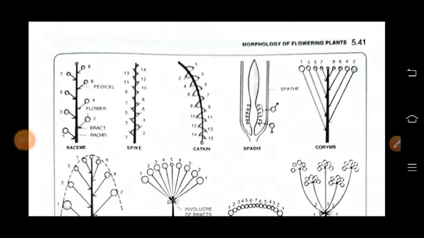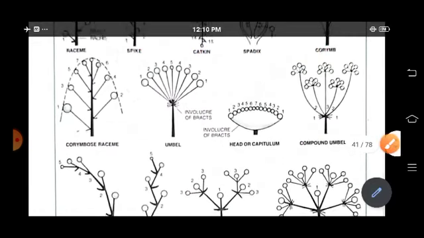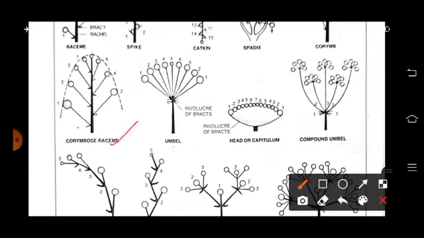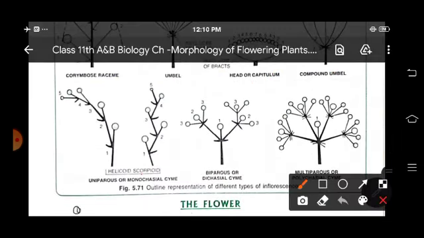So here is the outline of the different inflorescences. This is raceme, spike, catkin, spadix, corymbose raceme, umbel, head or capitulum, compound umbel, uniparous or monochasial cyme, biparous and multiparous.